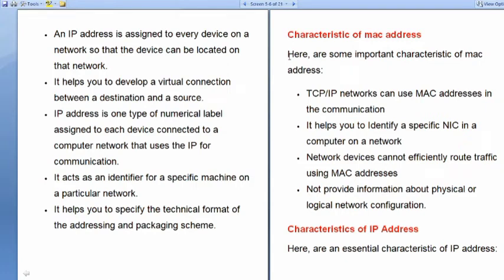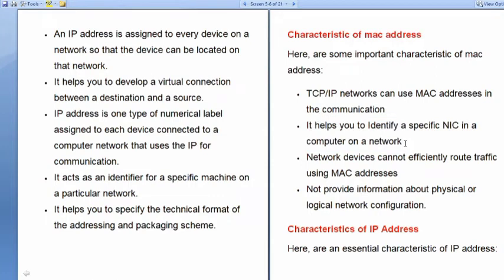Okay, MAC address is known as hardware address, as I told you. The TCP/IP networks use MAC addresses in their communication. So this TCP/IP is a kind of network protocol. I have discussed network protocols in the previous part, and you can go and see the previous lectures. It helps you to identify a specific network interface card in a computer network.